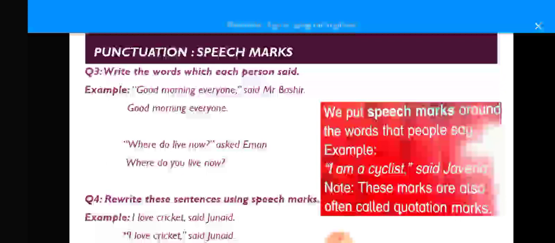Question number 4. Rewrite these sentences using speech marks. Now in this example, I love cricket, said Junaid. There are no speech marks, right? But we know what Junaid has said. Junaid has said that I love cricket. So we will put punctuation marks around I love cricket.